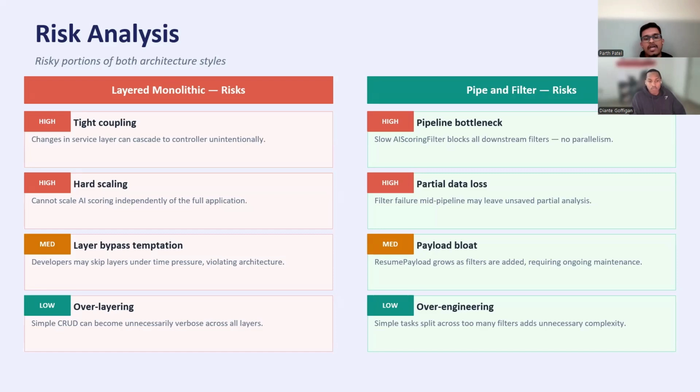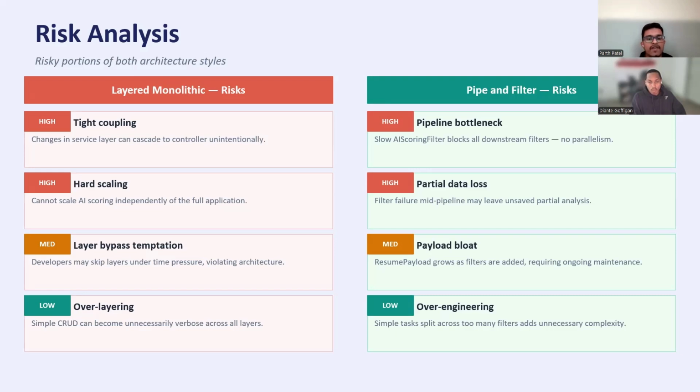the architecture. And for pipe and filter, there are a few risks also. First of all is the pipeline bottleneck, since filters execute sequentially, a slow AI scoring filter blocks all downstream filters. And the second risk would be partial data loss. If a filter fails mid pipeline, any intermediate analysis that has not been persisted yet could be lost.